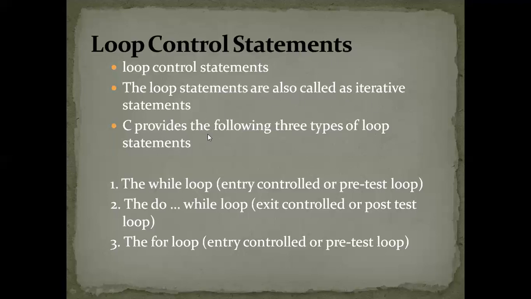C provides the following three types of loop statements. The first one, while loop. It is also called an entry controlled or pretest loop. The second one, do while loop. It is also called an exit controlled or post test loop. Then the third one is for loop, which is an entry controlled or pretest loop. So we'll see one by one how each loop works.